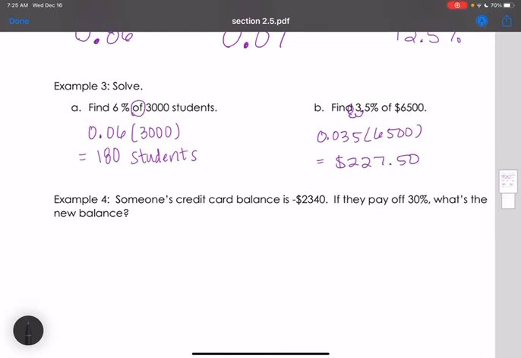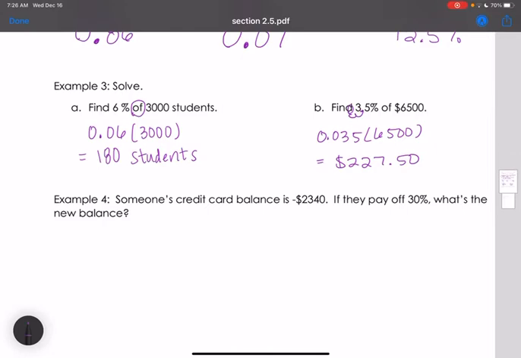Okay, so for A, 6%, so you swing that decimal 2 spots for a 0.06 times the 3,000. When you punch that in your calculator, you get 180 students. For B, we have 3.5%, swing that decimal. So we have a 0.035 times that 6,500, label with the dollars. We have $227.50.